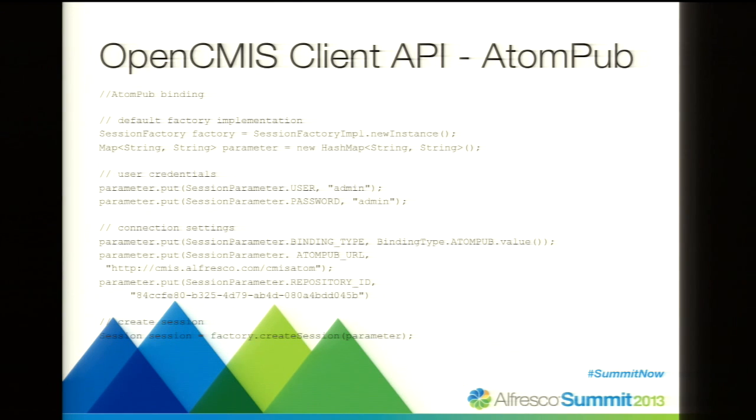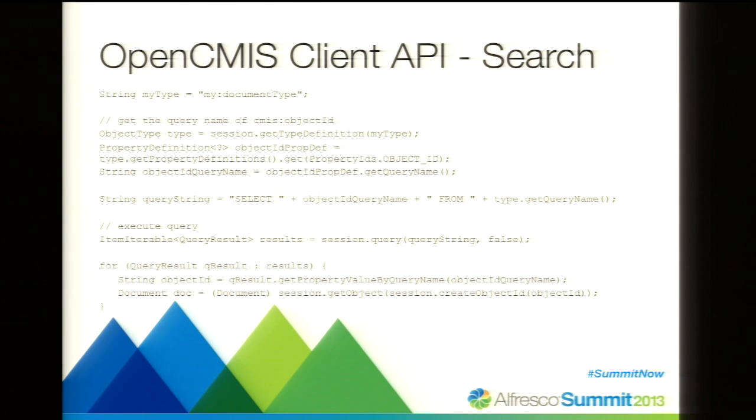This is an example of how you can invoke a CMIS call. This is the create session feature. We need to create a session factory, then set the user, and then choose the binding and invoke create session. It is just a parameter to choose whether we want to use the AtomPub binding or the SOAP binding.